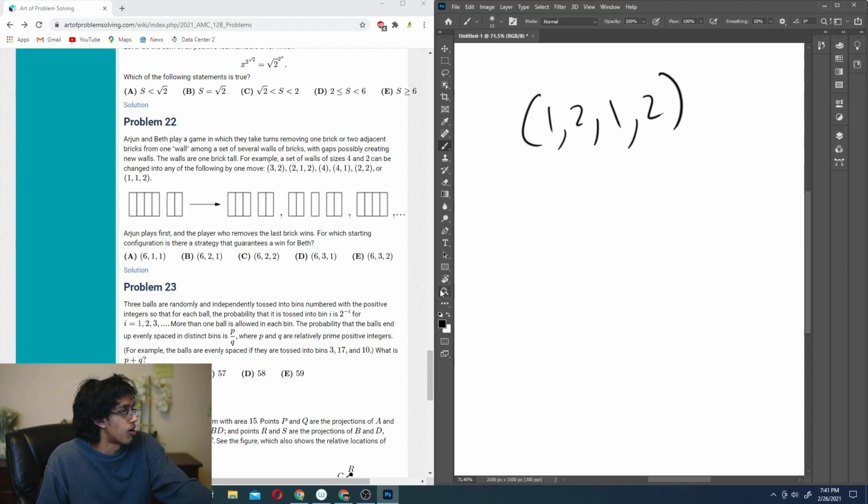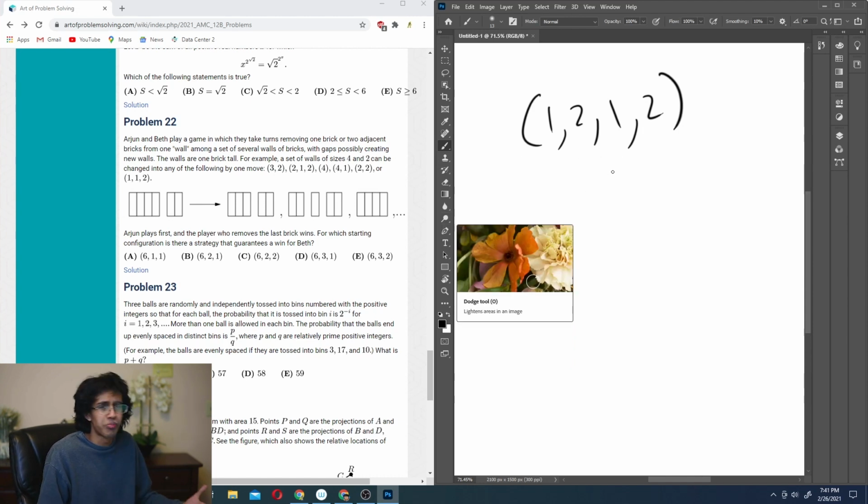And we basically want Bet to win, right? So we want Bet to be able to make a move, or we basically want Arjun to not be able to win.